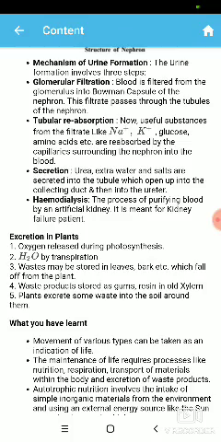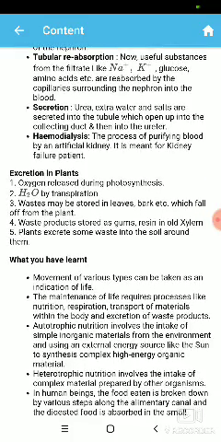Now the last topic is excretion in plants. Oxygen is released during photosynthesis, and water by transpiration. Waste may be stored in leaves, bark, etc., which fall off from the plant. Waste products are stored as gums and resins in old xylem. Plants also excrete some waste into the soil around them.